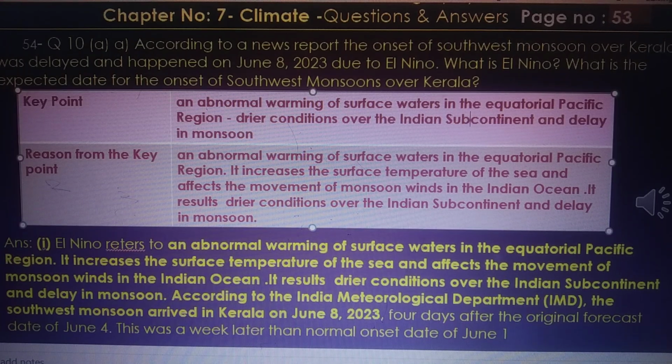The reason from the key point: an abnormal warming of surface waters in the equatorial Pacific region. It increases the surface temperature of the sea and affects the movement of monsoon winds over the Indian Ocean. It results in drier conditions over the Indian subcontinent and delayed monsoon. El Nino refers to an abnormal warming of surface waters in the equatorial Pacific region.